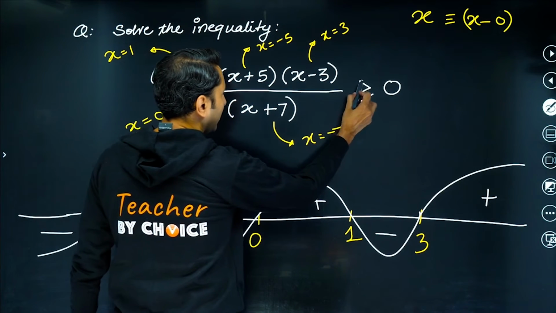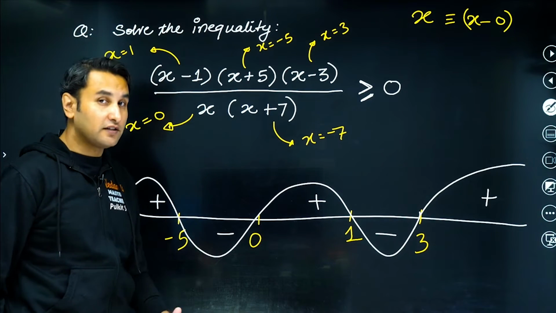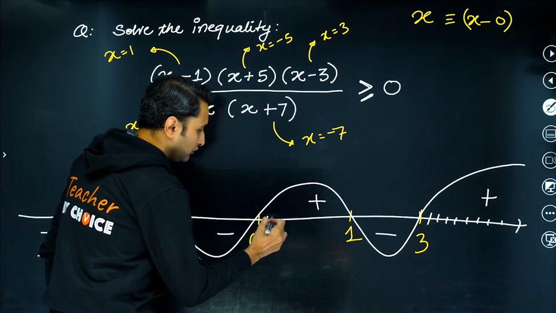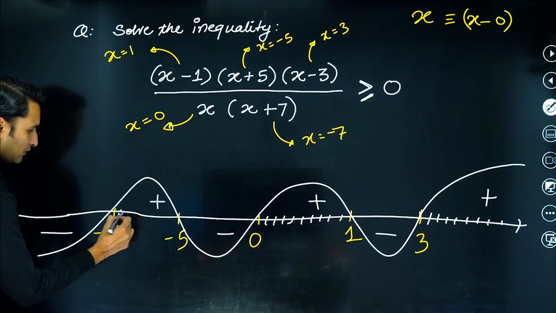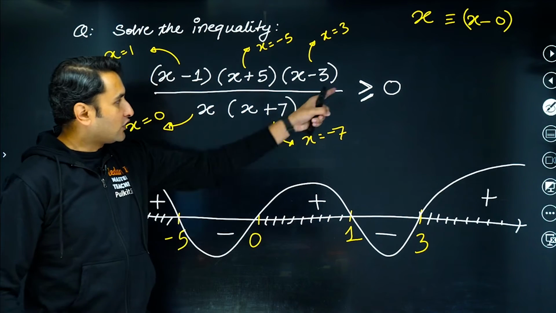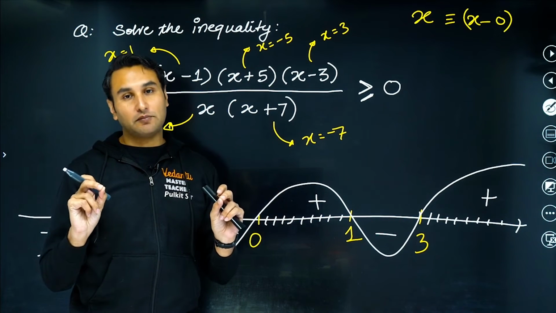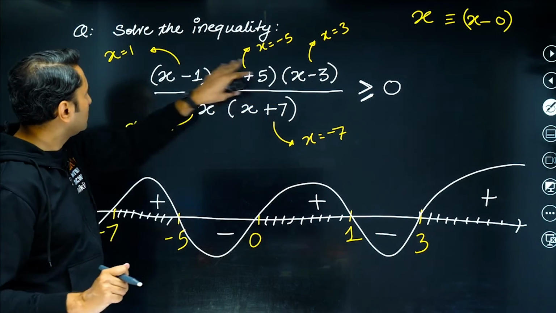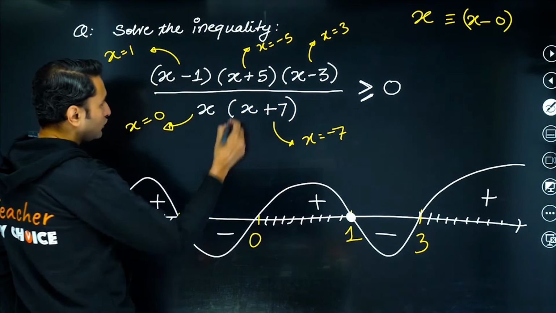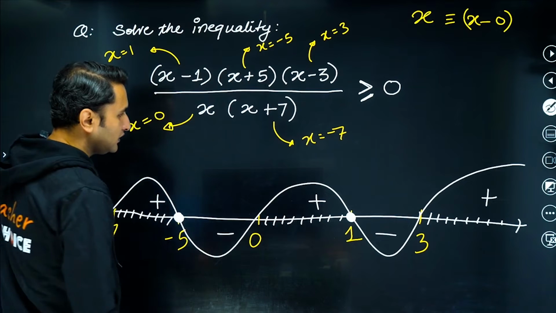Next step, this is clear. The question is greater than as well as equal to 0. Let's look at the greater than 0. Where you see the positive signs, the plus portions, this is the zone I am interested in for greater than 0. Next step, equal to 0. Numerators can become 0. So where is the numerator 0? I will include 1, close it. I will include minus 5, close it. I will include 3, close it.